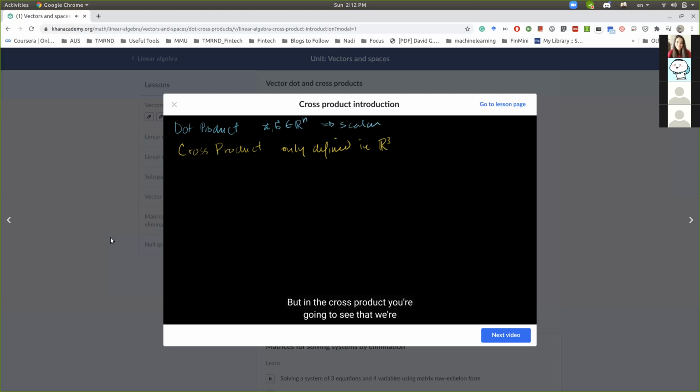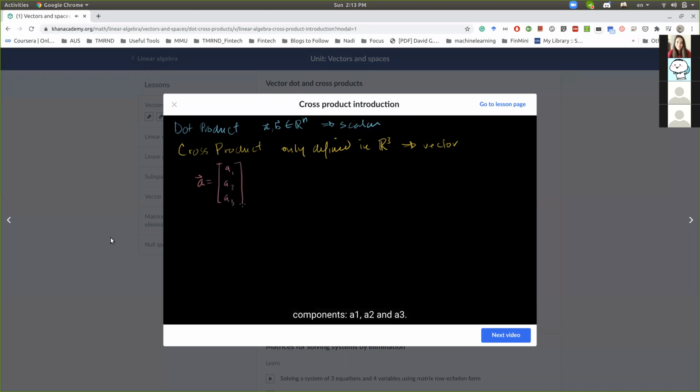But with the cross product, you're going to see that we get another vector. And the vector we get is going to be a vector that's orthogonal to the 2 vectors that we're taking the cross product of. So now that I have you excited with anticipation, let me define it for you. You probably already have seen this once or twice in your mathematical careers. So you have the vector A, and it has to be in R3, so it only has 3 components, A1, A2, and A3.